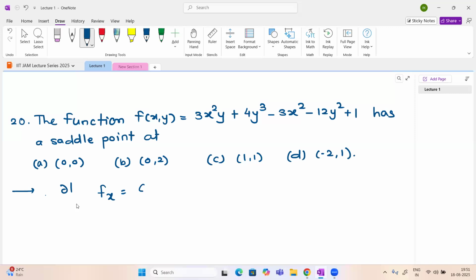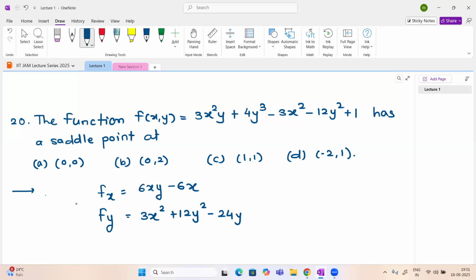6xy, minus 6x, minus 6x, 3x square, right? 12y square, minus 24y.